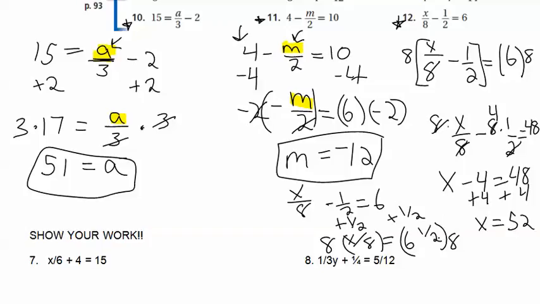If you don't have a fancy scientific calculator, we would have to change 6.5 to an improper fraction. So 6 times 2 is 12, plus 1 is 13, so we'd have 13 halves times 8, which 2 goes into 8 4 times, and 13 times 4 is also 52.